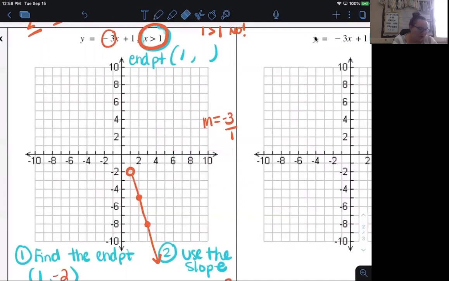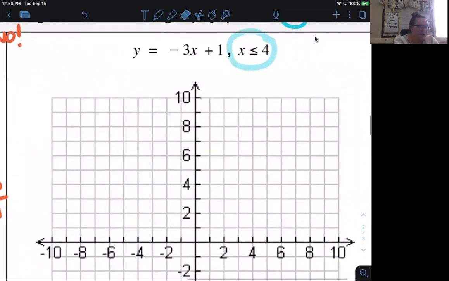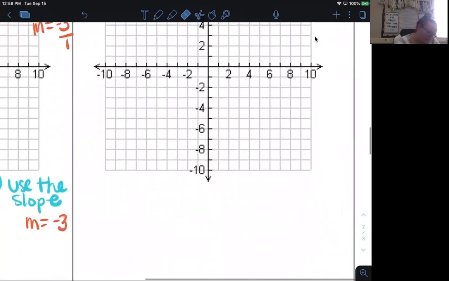All right, why don't you go ahead and give this second one a shot on your own. You're going to graph y equals -3x plus 1 for x is less than or equal to 4. You're going to use an endpoint. I'll help you get started.